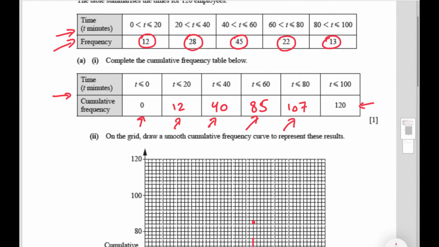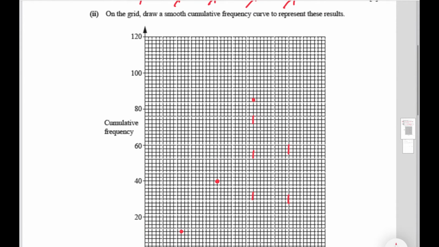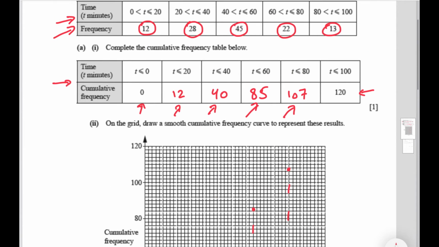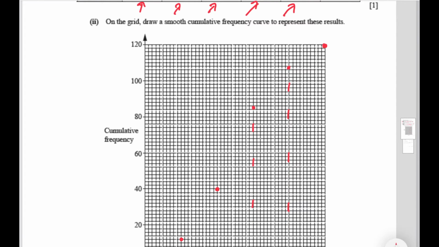The next value is 80 and 107. So 80 is here and I'll draw these marks so that I can easily plot the correct value. 80 and 107 is going to be 102, 4, 6 and then 7 is going to be right here. And the last value is of course 100 and 120. So that value goes right there.